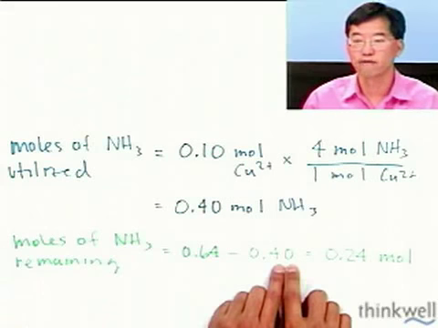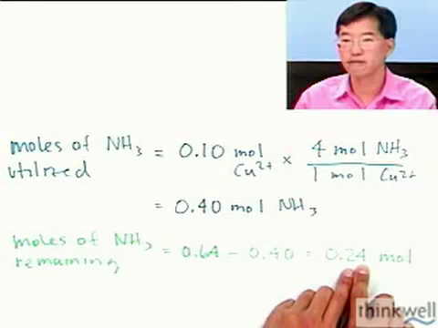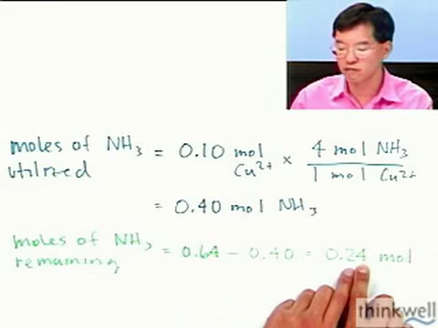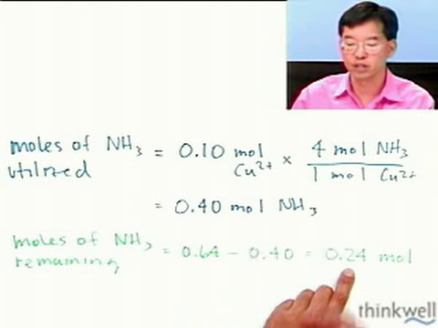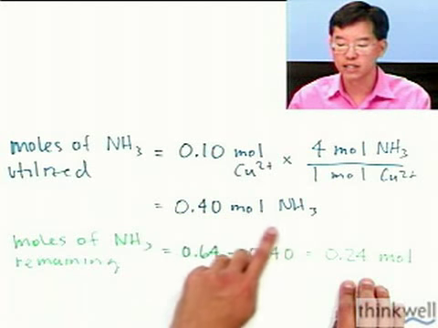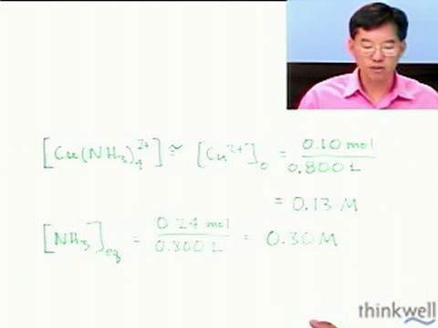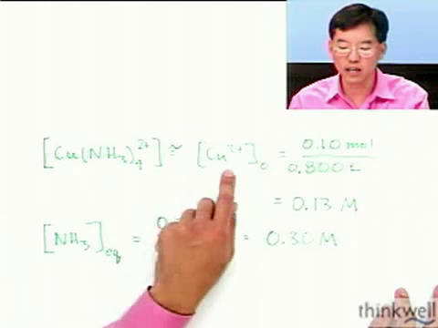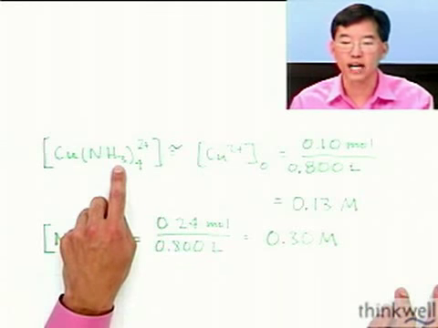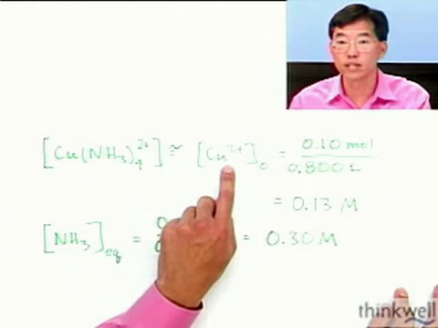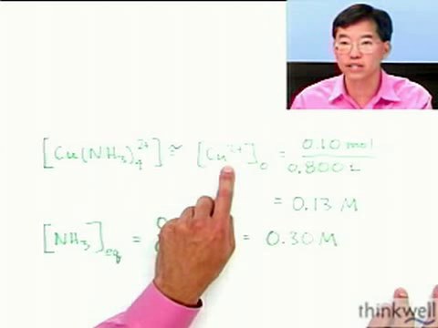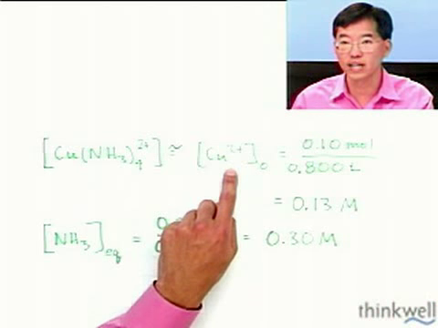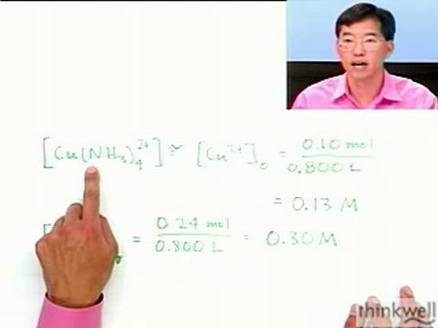We're going to use up 0.40 moles of ammonia. That's going to leave us 0.24 moles of ammonia left over. So we have enough ammonia for this reaction. We're going to use up all the copper to form the complex ion. So an expression of that, the symbolic expression, is that the concentration of the complex ion in solution at equilibrium is just given by the original concentration of copper that we started with, right? Essentially, all the copper is going to be converted into the complex ion.